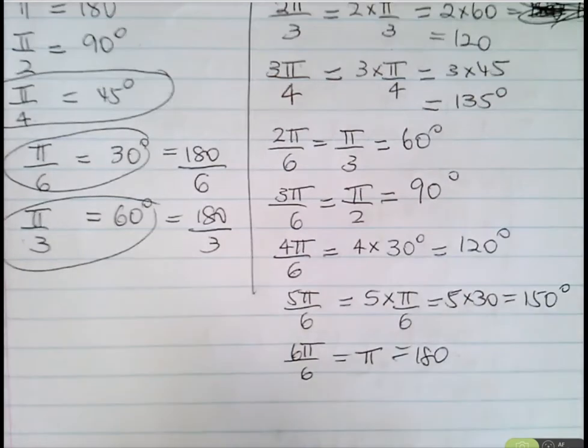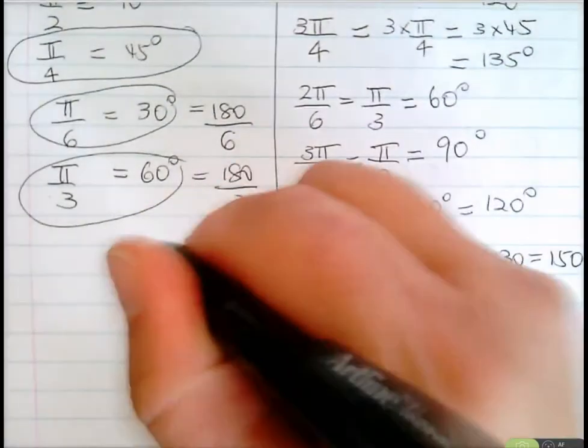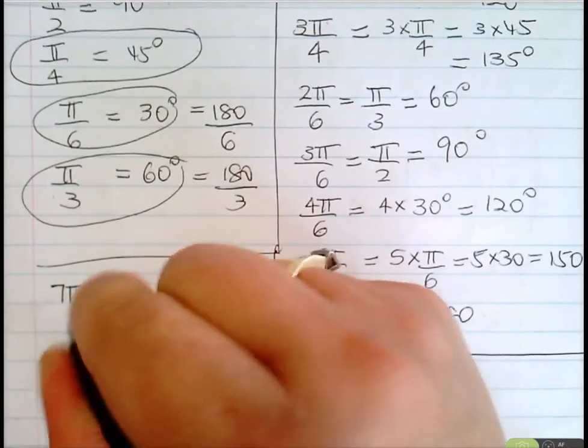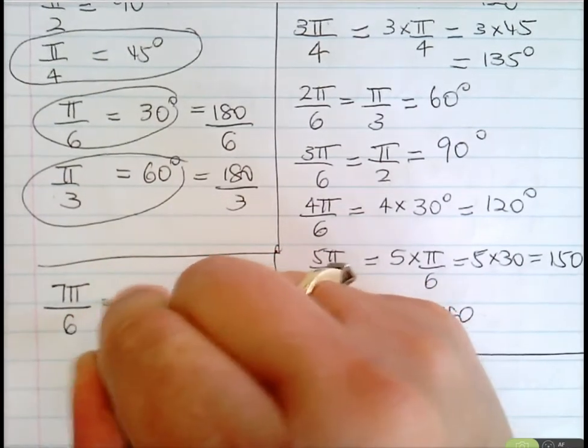All right. You might have things like, we'll just keep going with those because they're good. What about 7 pi on 6?